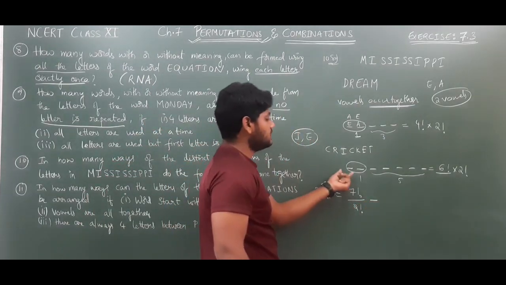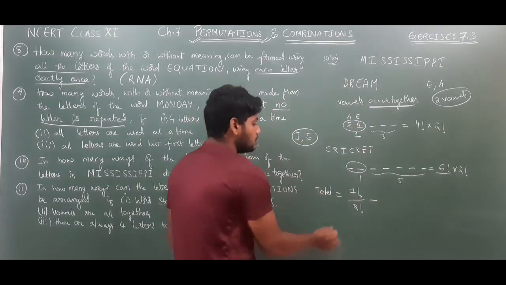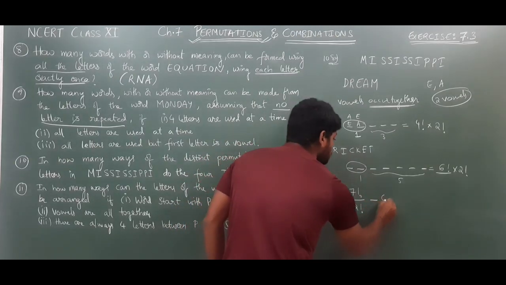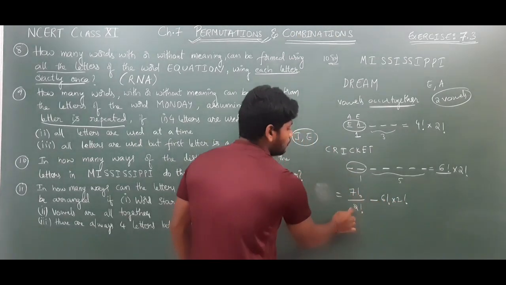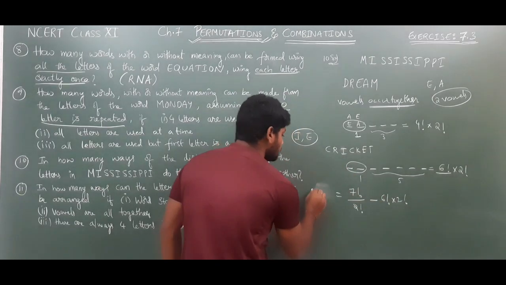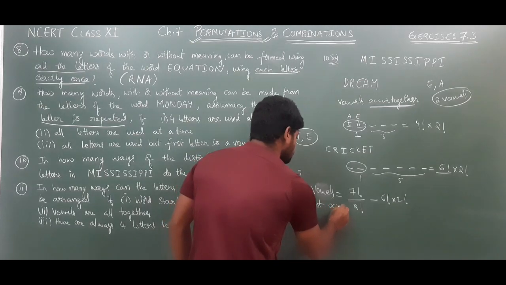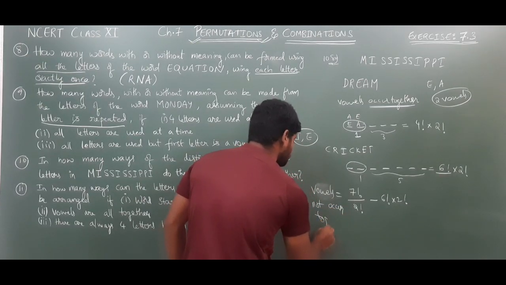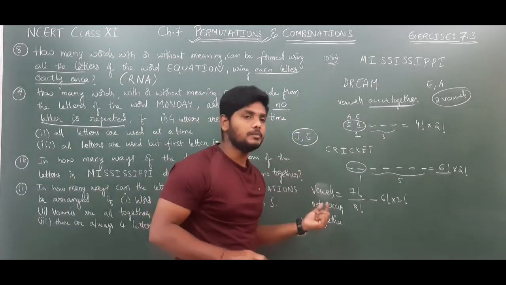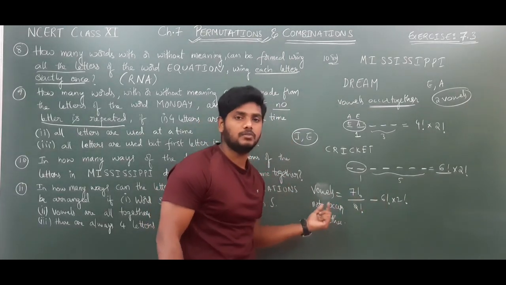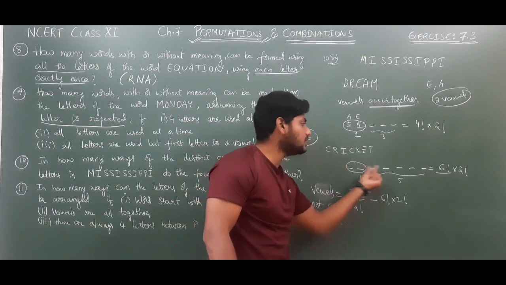Minus, what is this case? 6 factorial into 2 factorial. This is what? Vowels occur together. So total minus vowels occur together, which gives vowels not occur together. Understood? Like in a class, total minus the number of boys, you will get the number of girls. So here also, total number of permutations minus vowels occur together.